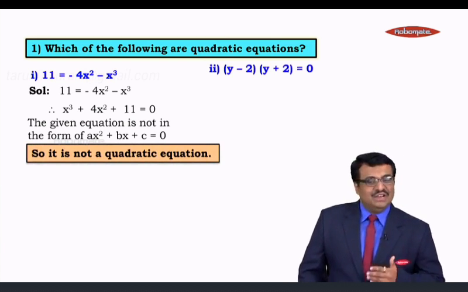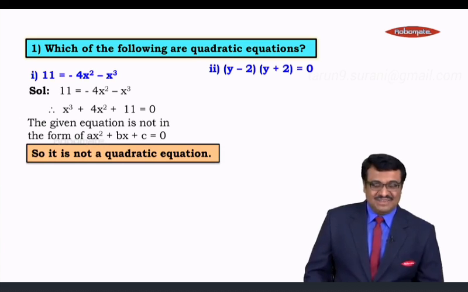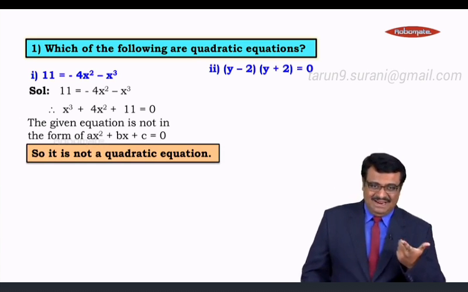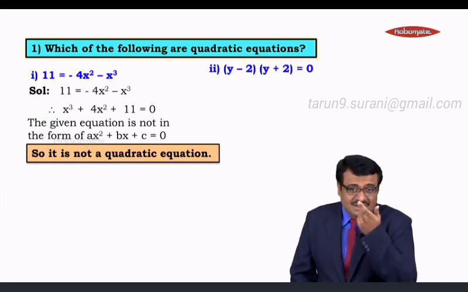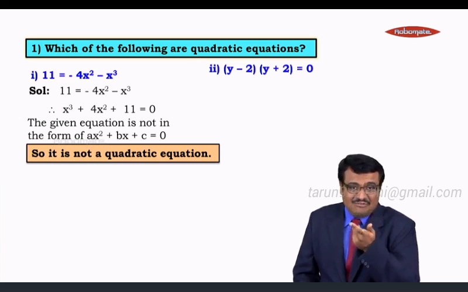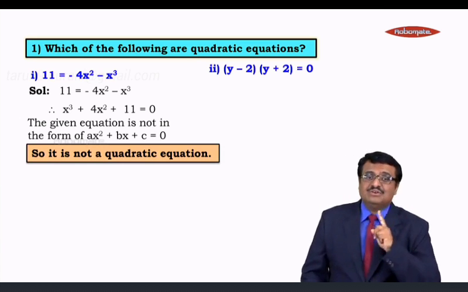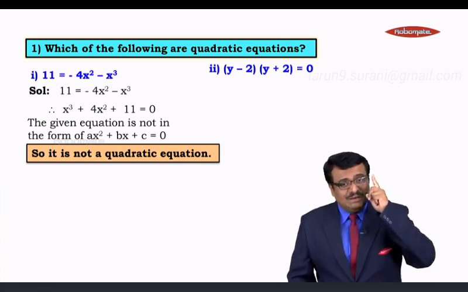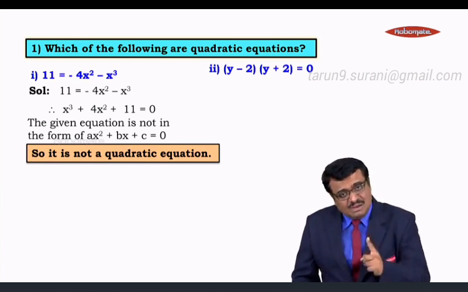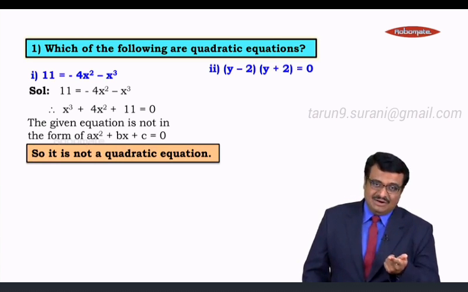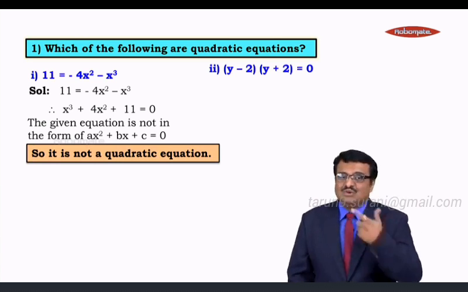y minus 2 into y plus 2 is equal to 0. When brackets are there, open the brackets. Okay, right now the degree appears to be 1. Can you see the power of y is 1? You'll say no, but you should not decide it that way. Whenever simplification is possible, always simplify and then decide whether it is quadratic or not. Here brackets are there, so let us open the brackets.